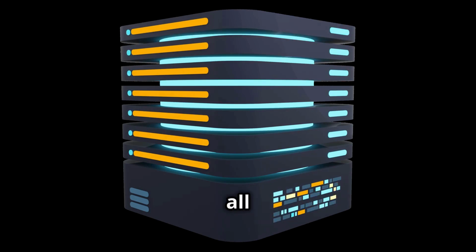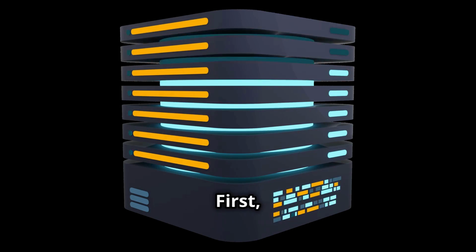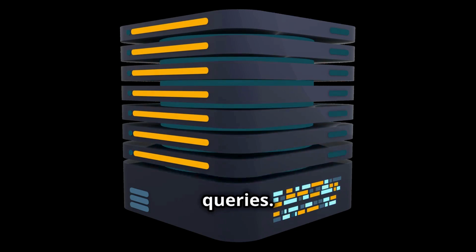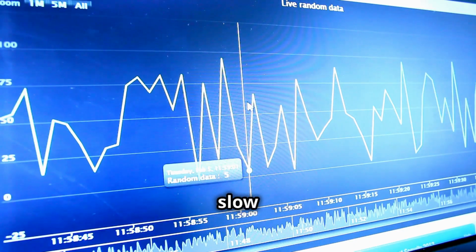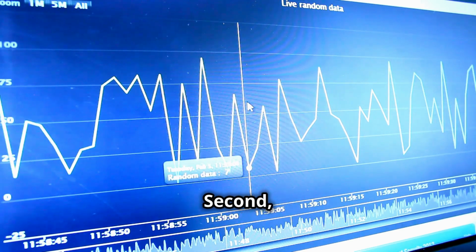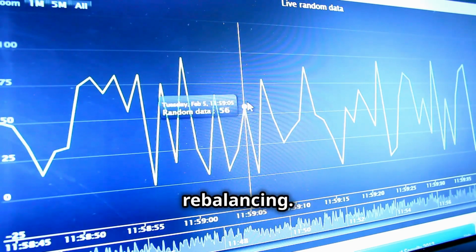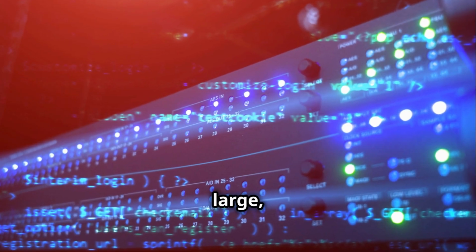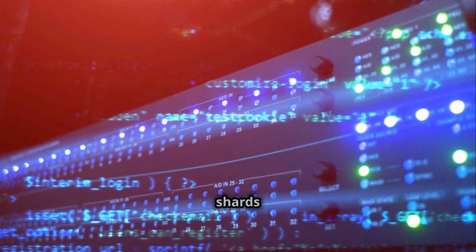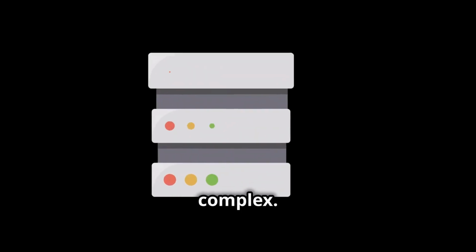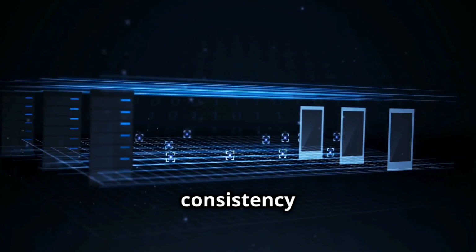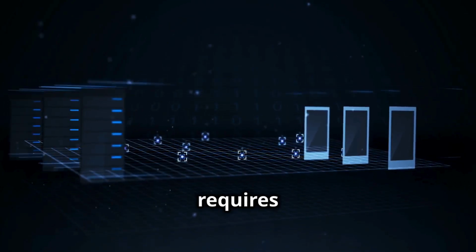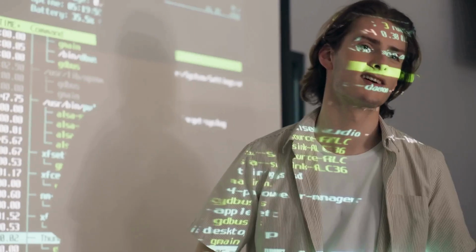But sharding isn't all sunshine and rainbows. It comes with challenges. First, cross-shard queries. Queries that span multiple shards can slow down performance. Second, shard rebalancing. When a shard grows too large, rebalancing data across shards can be complex. And third, data integrity. Ensuring consistency across shards requires careful planning.